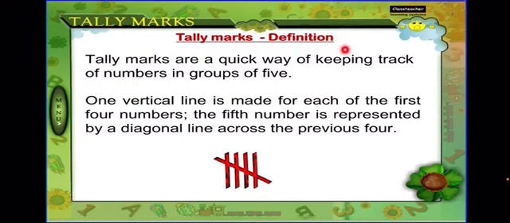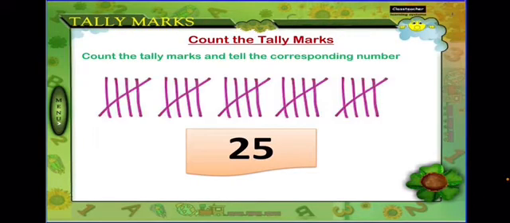So tally marks definition. Tally marks are a quick way of keeping track of numbers in groups of 5. One vertical line is made for each of the first 4 numbers. The 5th number is represented by a diagonal line across the previous 4. For example, for this, now you can see this is 1 full, so it is 5. Now how many are there? 1, 2, 3, 4 and 5. So total, you know the table of 5. 5 5s are 25. So this is 25. So this makes our counting easy.